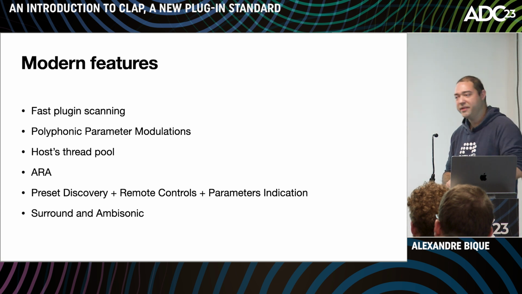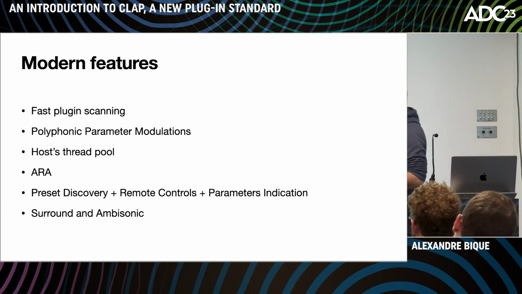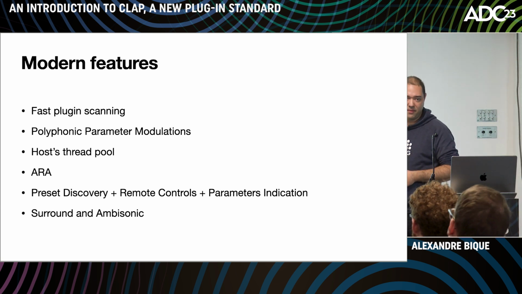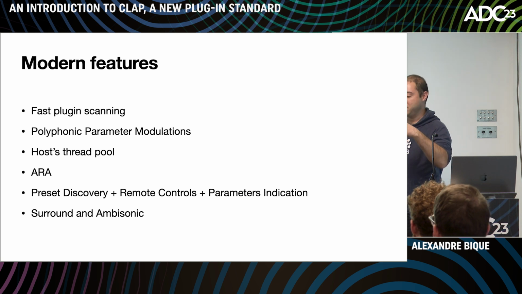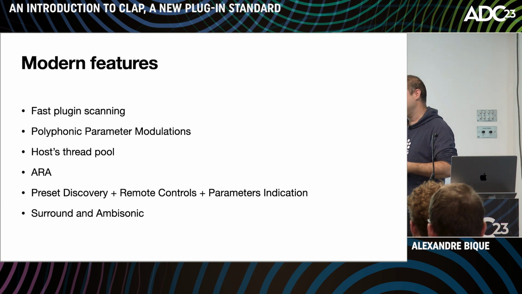Clap is modern. So we have fast plugin scanning. Why is it fast? It's because when we open the shared library, we don't need to create a plugin instance to scan and to acquire the metadata from the plugin. We just ask for a little descriptor that provides all the plugin metadata, so we can scan thousands of plugins in no time.